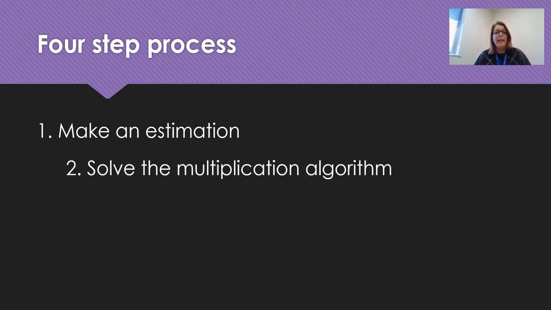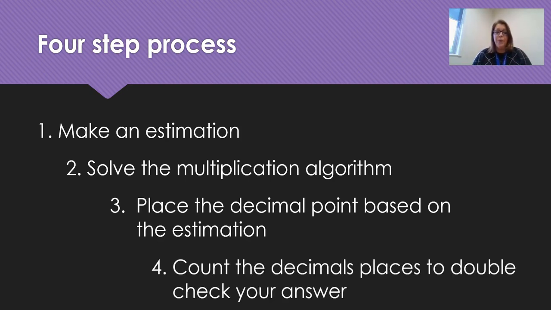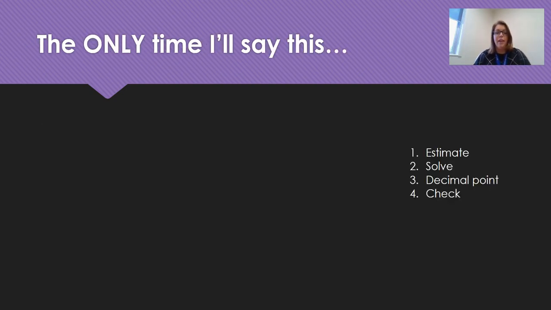We then solve the multiplication algorithm, and I'll go through how we do that in just a moment. It's a little bit different to normal, but it follows the same process. The only thing that's different is when we add our decimal point in. Our third step is to place our decimal point into our answer based on the estimation. And our fourth step is to count the number of decimal places in the question to double check the answer. So we will go through this in clear detail with an example.